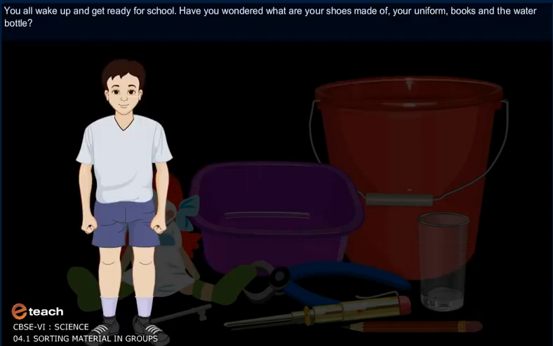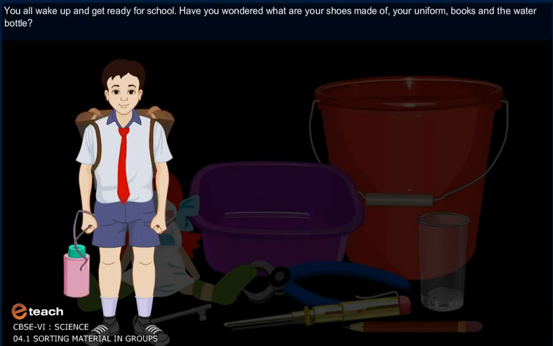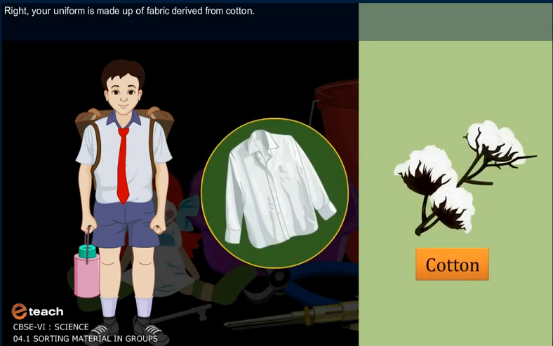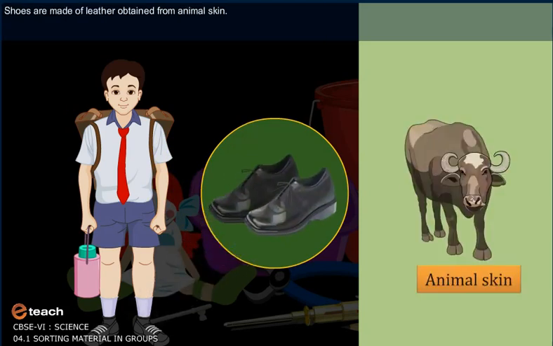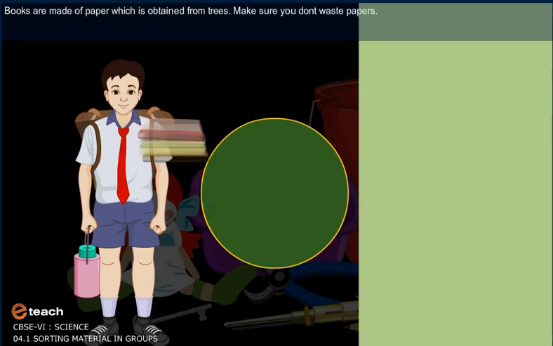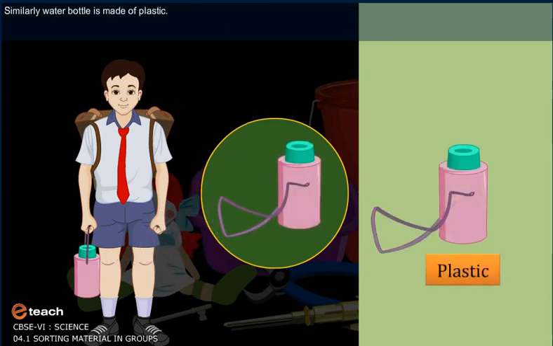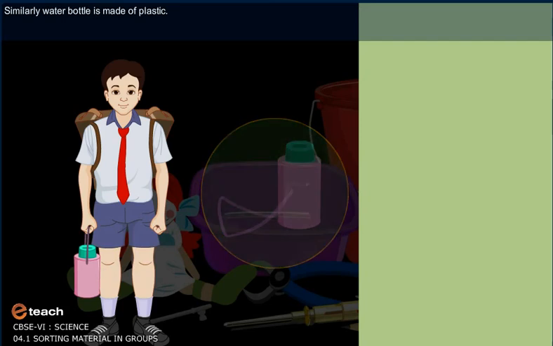You all wake up and get ready for school. Have you wondered what your shoes are made of? Your uniform, books, and the water bottle. Right. Your uniform is made up of a fabric derived from cotton. Shoes are made of leather obtained from animal skin. Books are made of paper, which is obtained from trees. Make sure you don't waste papers. Similarly, a water bottle is made of plastic.